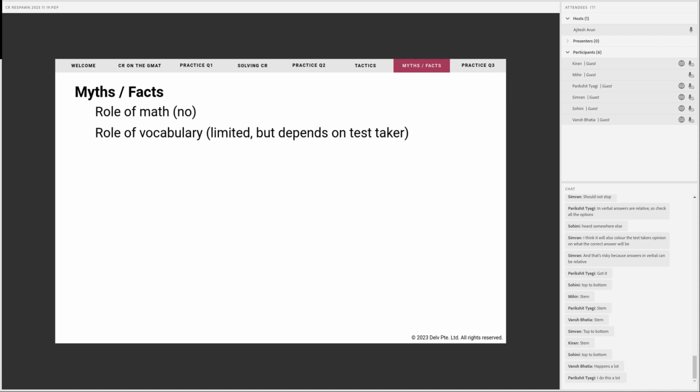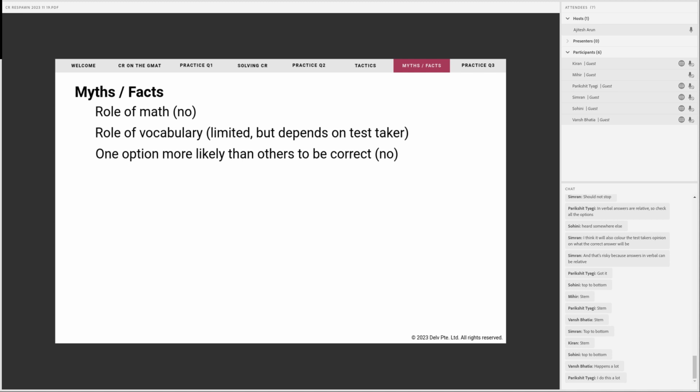Now, the next one is something that some people worry about. Do I need to learn vocabulary for GMAT critical reasoning? The answer is that the GMAT doesn't try to test your vocabulary the way that the GRE tries to test your vocab. But at the end of the day, the exam is in English, so it depends on the test taker. If you find that there are many words in critical reasoning that you're not sure about, I strongly recommend that you start making a list of those words so that it becomes better for you over time.